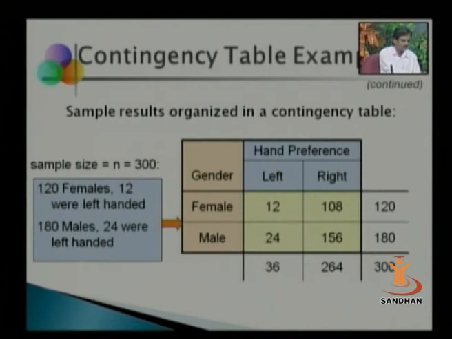And this is the observed data. We have taken a sample of size 300. Out of 300 students, 120 are female, 180 are male, and again out of 300, 36 are left-handed and 264 are right-handed. And here this is the cross classification. That means out of 120 female students, only 12 are left-handed and 108 are right-handed. In this way we have the 2 by 2 contingency table, and the sample size is 300.